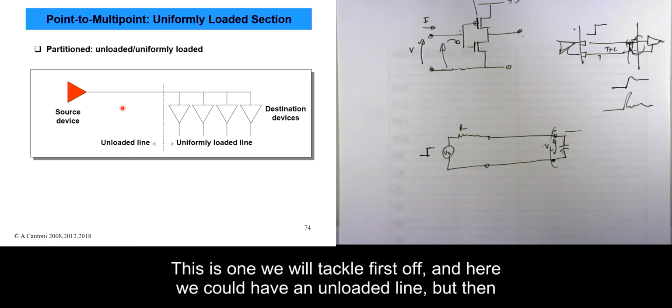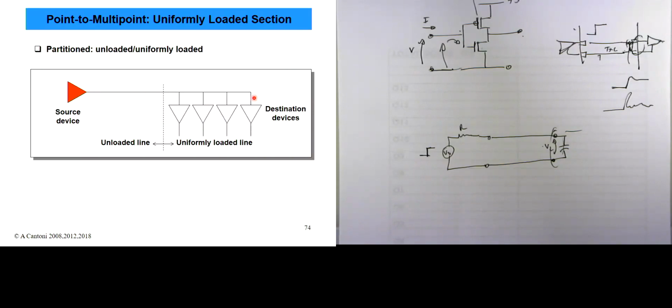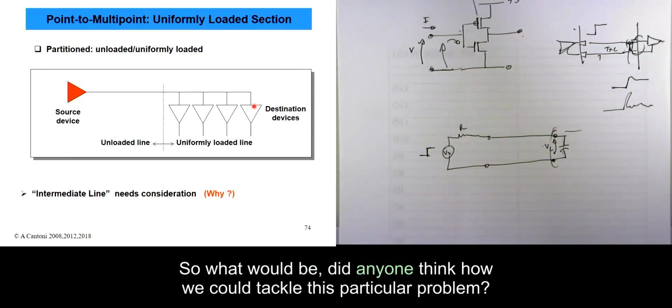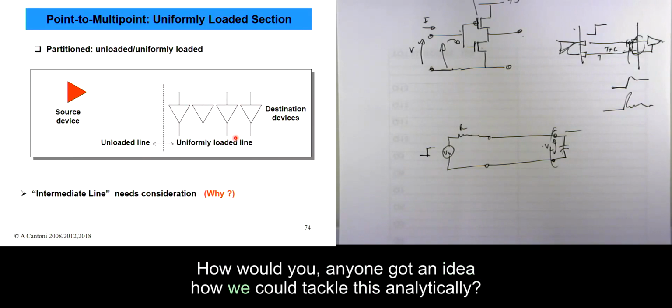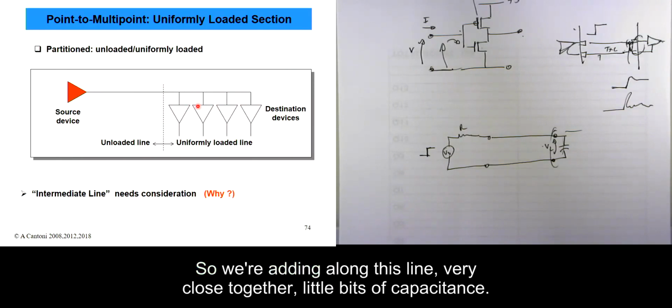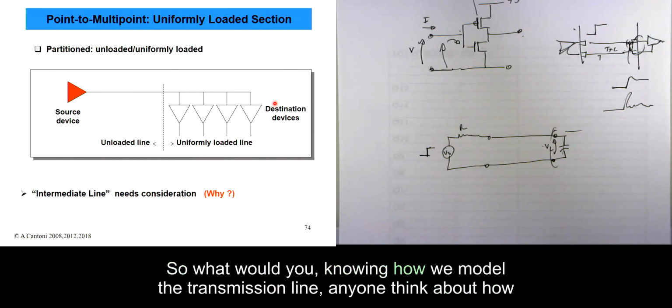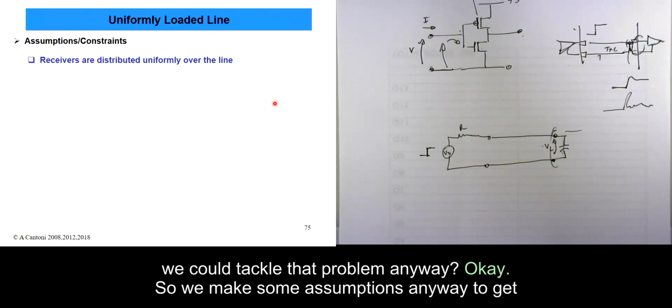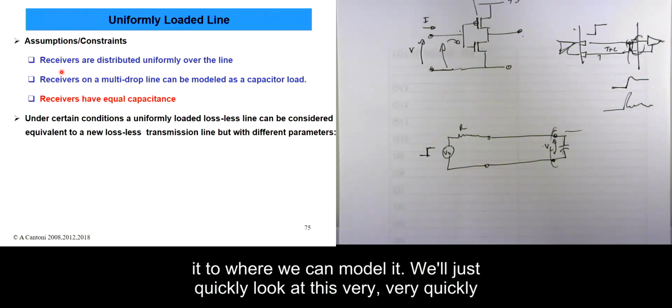This is one we will tackle first, and here we could have an unloaded line, but then a uniformly loaded line. Okay. Did anyone think how we could tackle this particular problem? Anyone got an idea how we could tackle this analytically? So we're adding along this line, very close together, little bits of capacitance. Knowing how we model the transmission line, does anyone think about how we could tackle that problem? Anyone?